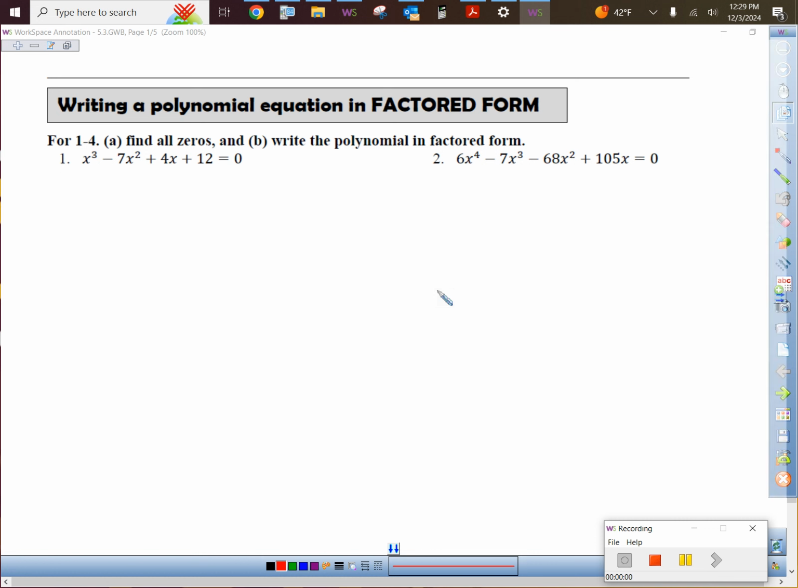Video 5.3 in college algebra, putting polynomials in factored form and in standard form depending on what they tell us. The first ones here, they ask us to put it in factored form. What you need to do is find the zeros first.